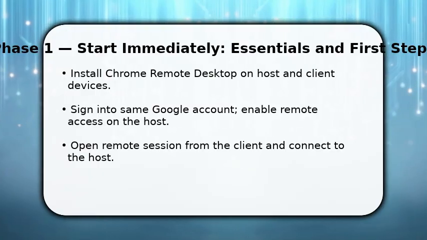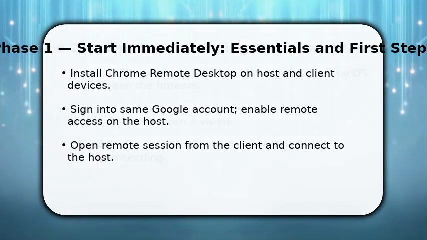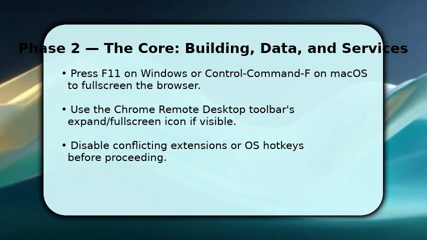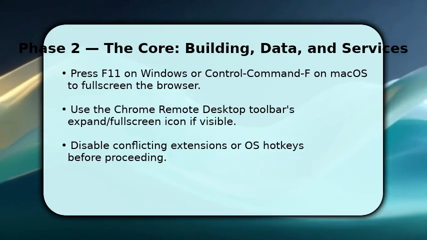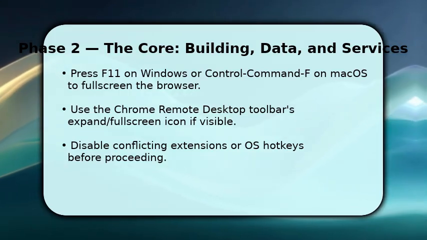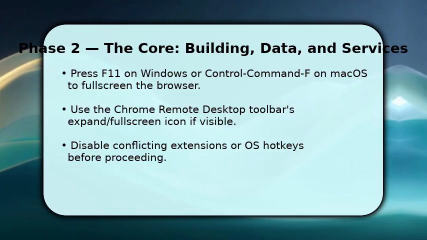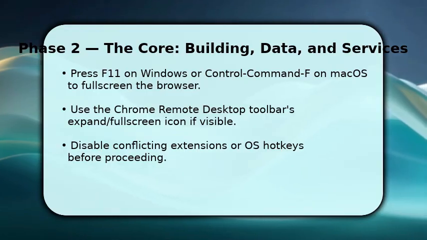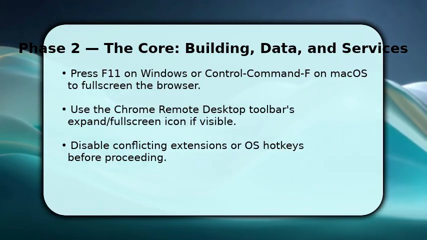Once done, press your browser's full screen shortcut, F11 on Windows, Control-Command-F on Mac OS. This forces the client browser to occupy the entire display. You do this because Chrome Remote Desktop mirrors the browser window, making the browser full screen delivers a true full screen remote view. Make sure the session toolbar is hidden.